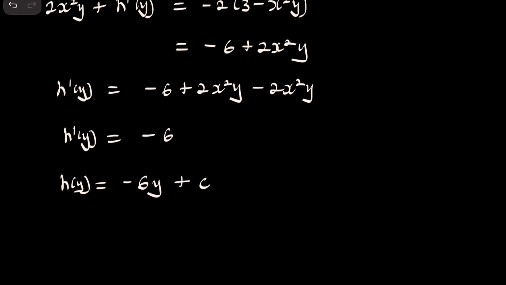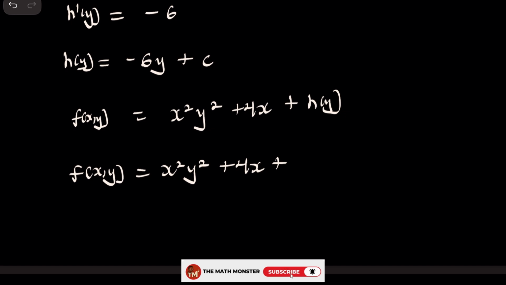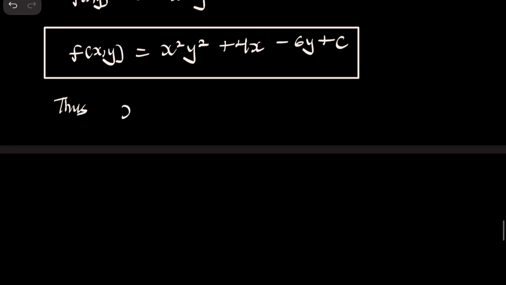Now we have the expression for h of y to be equal to minus 6y plus c. We substitute minus 6y plus c in place of h of y to get our general solution. And so we are going to have our function f of x y to be equal to x squared y squared plus 4x plus h of y, which is now equal to minus 6y plus a constant. So our solution will be giving us x squared y squared plus 4x minus 6y plus c is equal to 0.